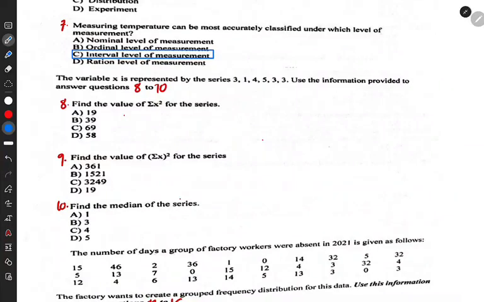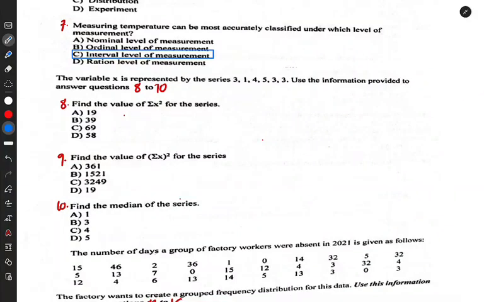Now question number 8. Before that, we have been given some preamble information on top: the variable x is represented by the series 3, 1, 4, 5, 3, 3. Use the information provided to answer questions 8 to 10. So the first question, we are asked to find what?